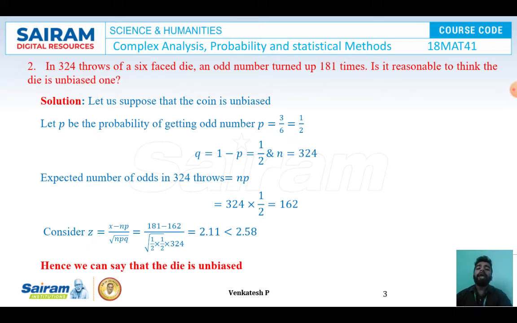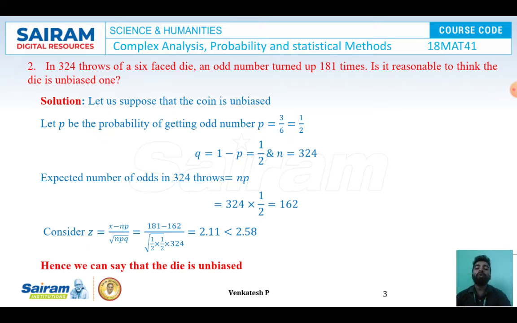Now we have to calculate the expected number of odd numbers in 324 throws, that is N into P. N is 324, P is 1 by 2, so it will be equal to 162. And the actual number of odd numbers, X, is given as 181, so the value of X will be equal to 181.